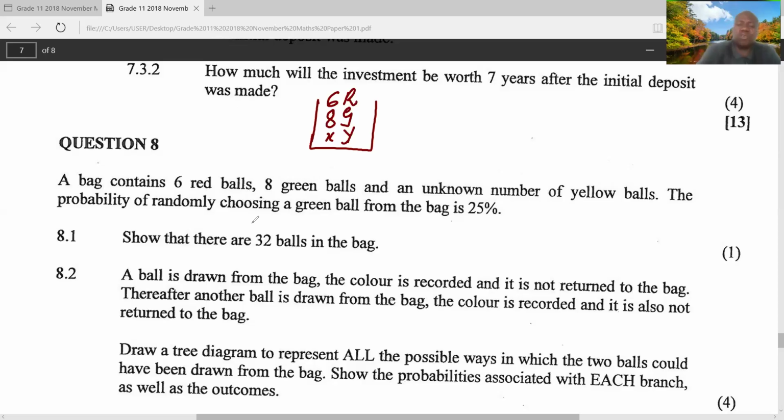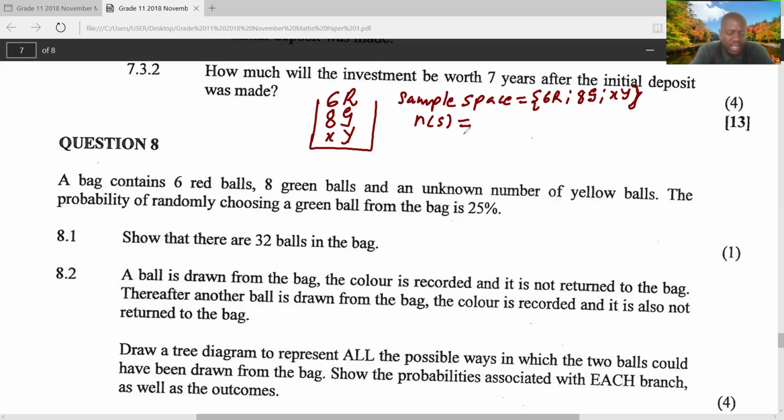So this is called a sample space. We're given a sample space, which is the set of all possible outcomes: 6 red, 8 green, and X yellow, okay? But in this sample space, we can now have what we call the sample size, which is the total number of outcomes in the sample space.